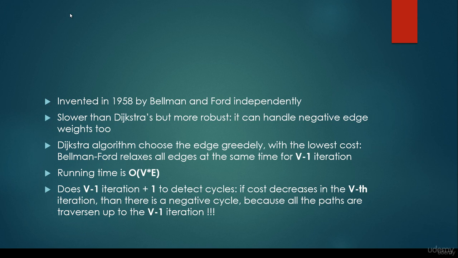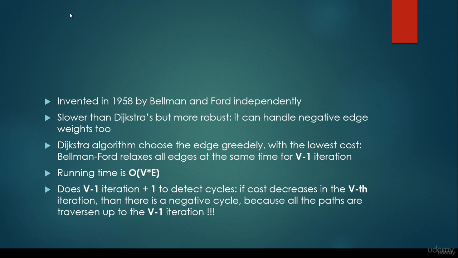On the other hand, the Bellman-Ford algorithm relaxes all edges at the same time for v-1 iterations, where v denotes the number of vertices. And basically this is the most crucial difference between Dijkstra's algorithm and the Bellman-Ford algorithm. Dijkstra's algorithm relaxes a single edge at a time. Here the Bellman-Ford algorithm relaxes all edges at the same time, but several times, for v-1 iterations.